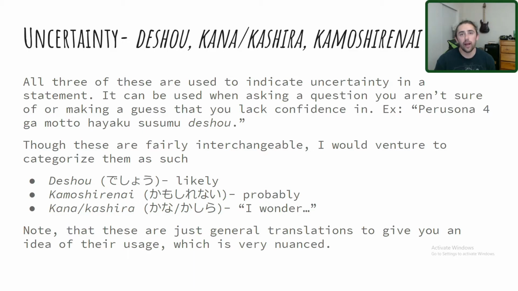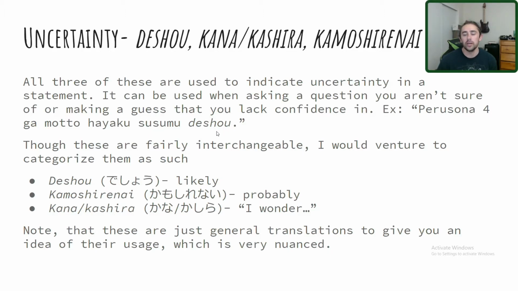It can be used when you're asking a question that you're unsure of the answer, or it can be used when you are making a guess about something that you don't have a lot of confidence in. For example, Persona 4 ga motto hayaku susumu deshou, right? So this means, well, Persona 4 will probably progress faster, more quickly.